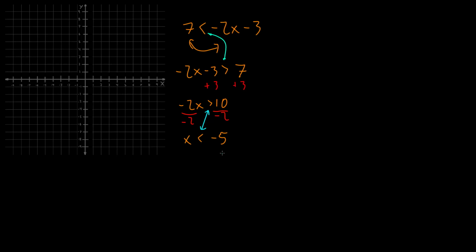All right, so let's do a test of this. x is less than negative 5. We'll go ahead and draw it out. Negative 5 right here, and so these are the possible solutions. Let's see if that turns out to be true.